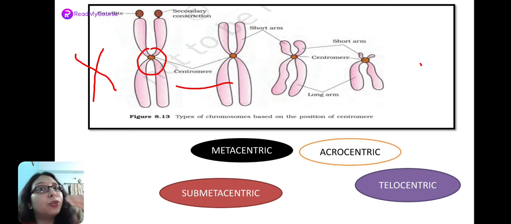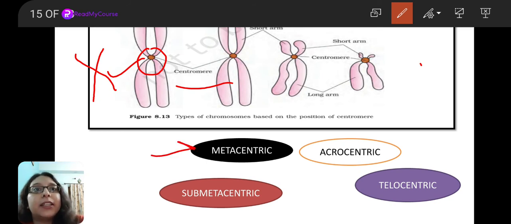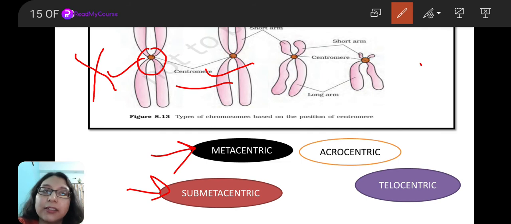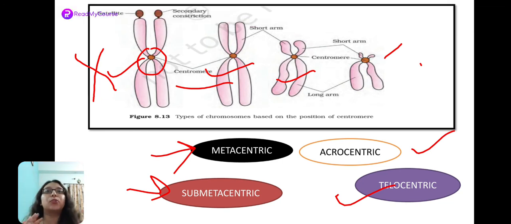So depending on the location of the centromere, the whole chromosomes are divided into 4 types. So what are they? When the centromere is just at the center, this first one, it is metacentric, right? When it is slightly away from the center, it is submetacentric, right? When it is near the tail, it is acrocentric. And when it is just at the tail, then it is telocentric. So I think this is quite easy. By the names only you will be able to understand.